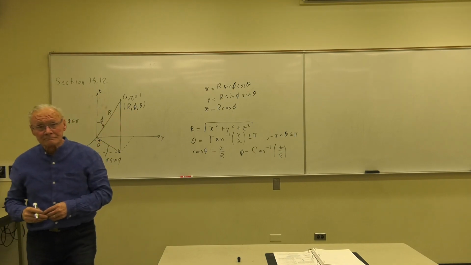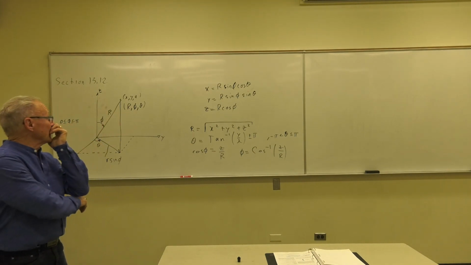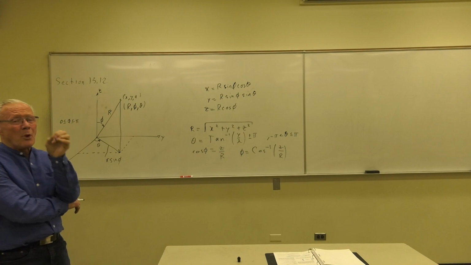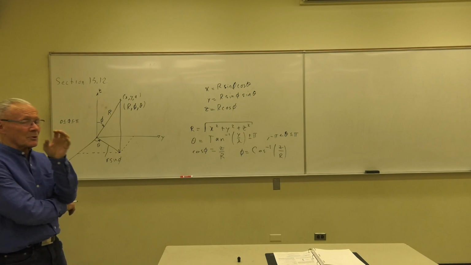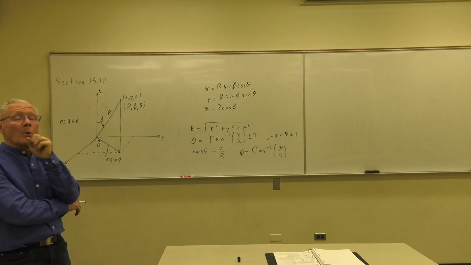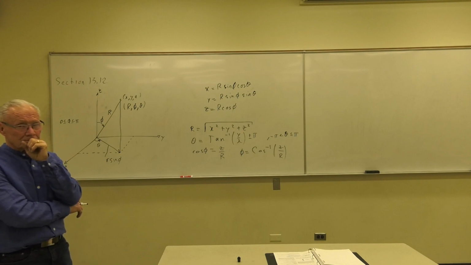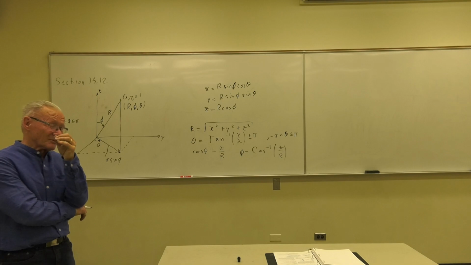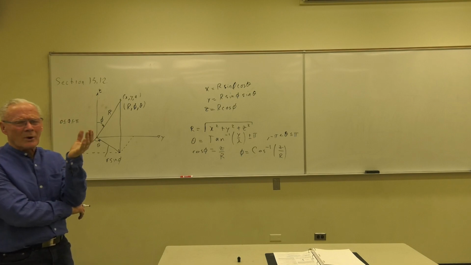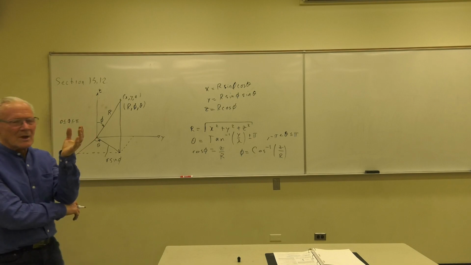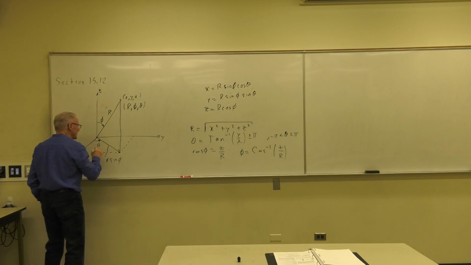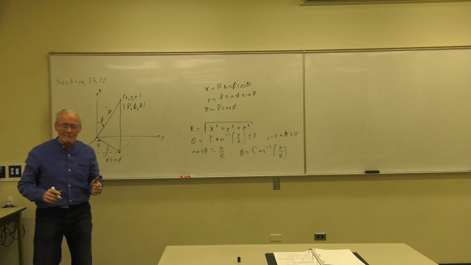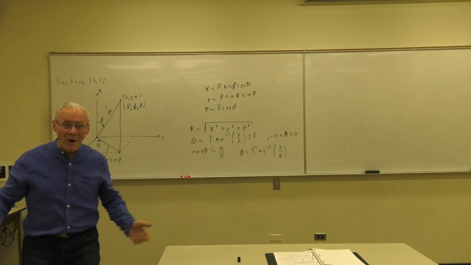All right. Now I did that because I wanted every point in space to have one set of spherical coordinates. Would that happen? The answer is no, not quite. The origin. What are spherical coordinates for the origin? Answer: r is 0, and theta and phi can mean anything they want.